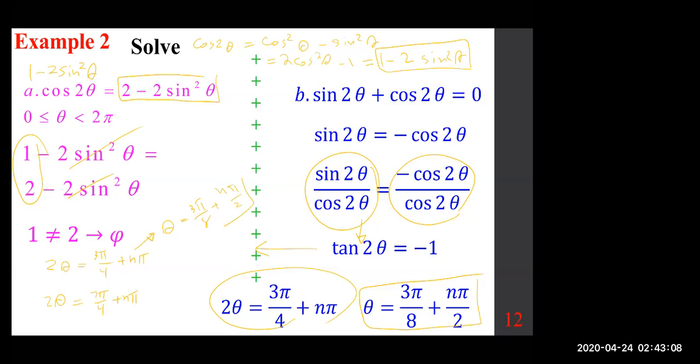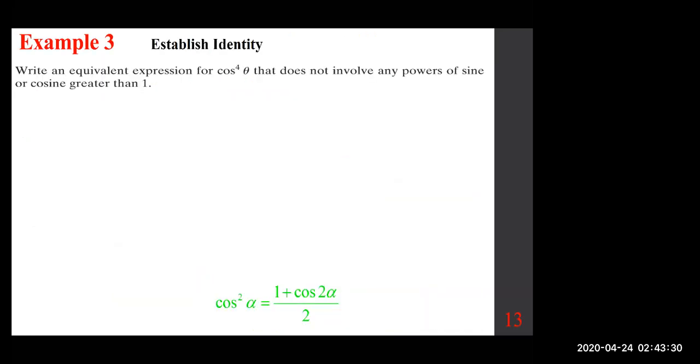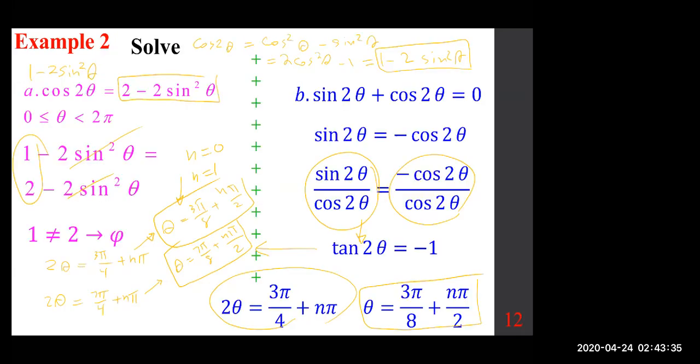This is 1. This will give you theta equals 7 pi over 8 plus n pi over 2. In both cases, and I'm not going to finish it up, choose n equals 0, come up with an answer. Choose n equals 1, come up with an answer. You have a total of 4 answers. Okay, class? Any questions? All right, I'm going to move on.